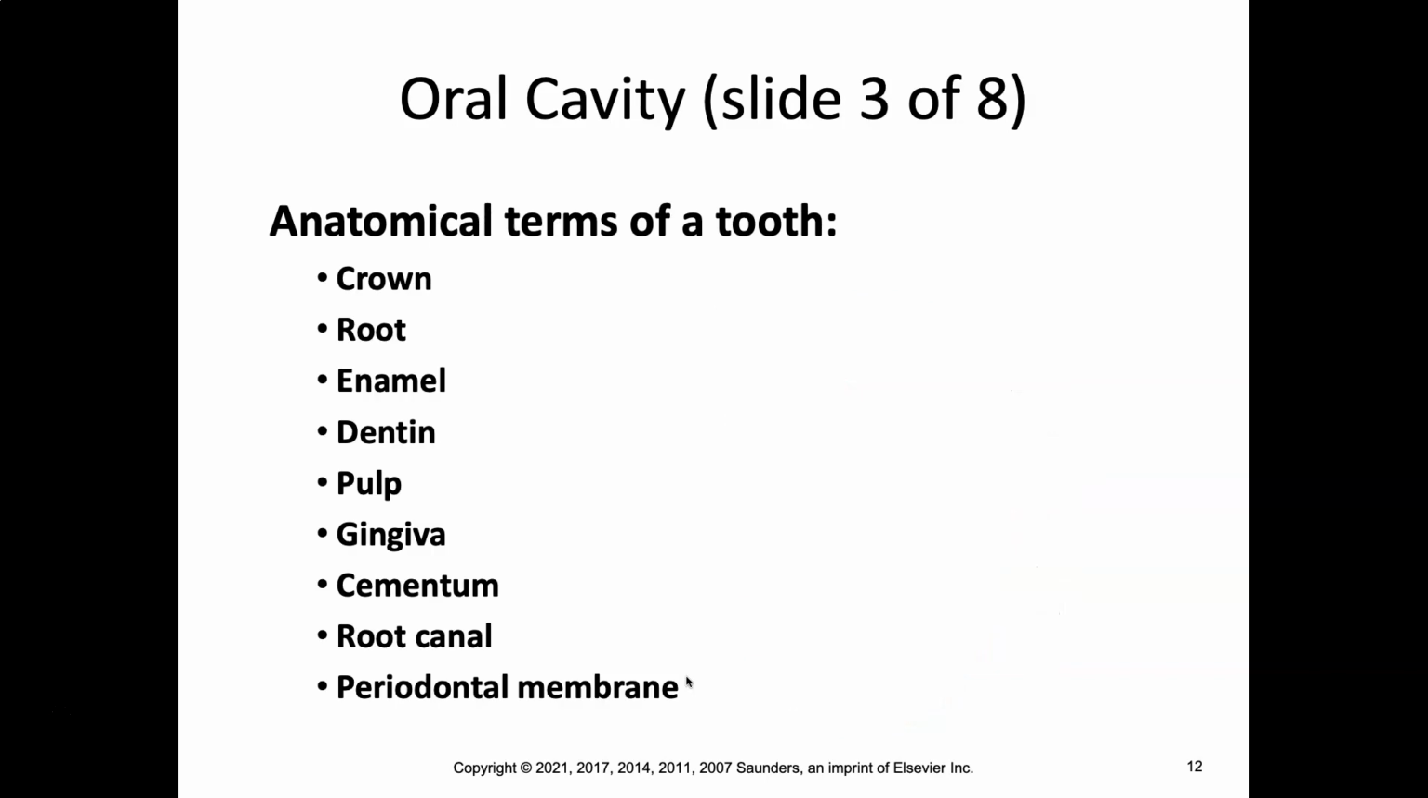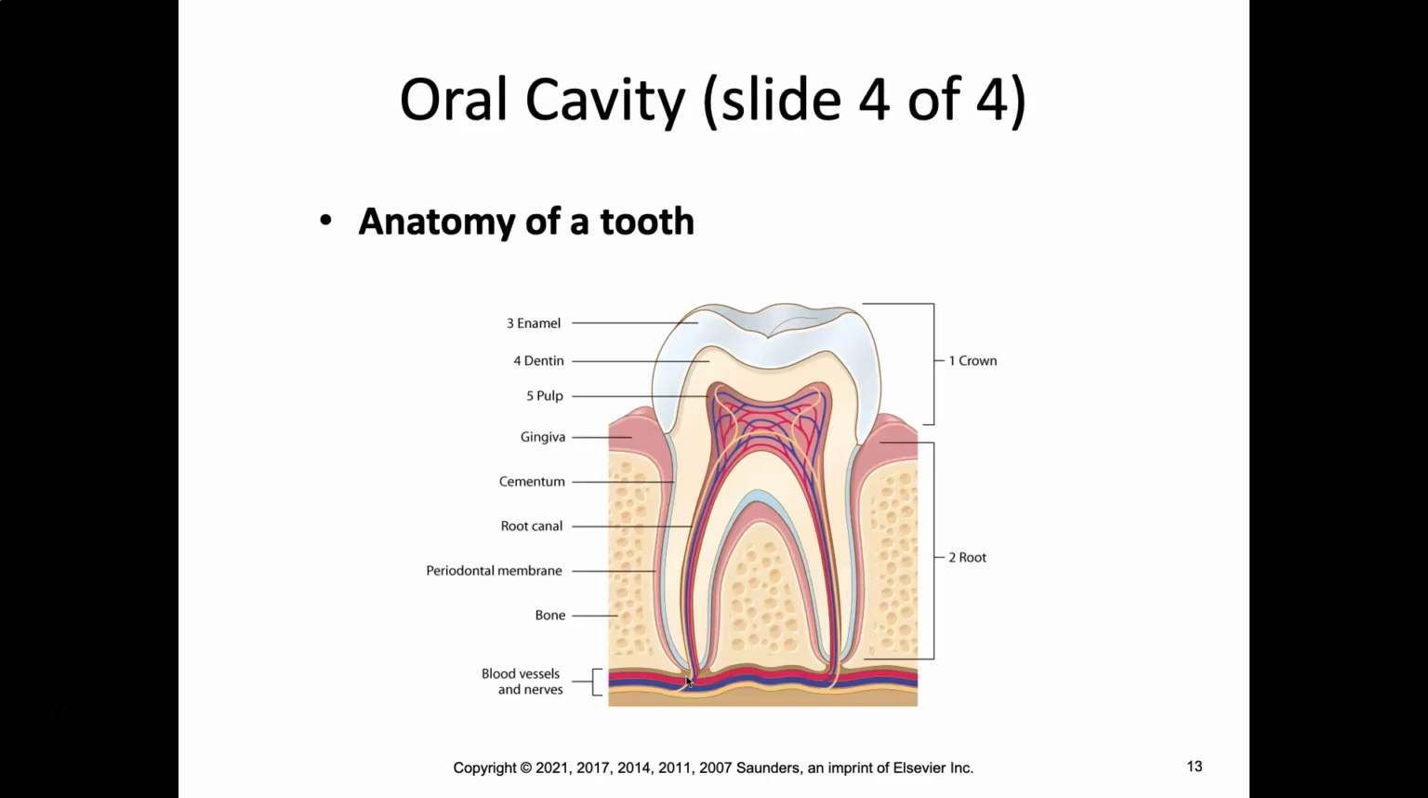This also gives us the anatomical terms of a tooth: crown, root, enamel, dentin, pulp, gingiva, cementum, root canal. Hopefully you won't ever have to have one of those. Periodontal membrane. And this is a visual for the anatomy of a tooth, the different pieces and parts, and how you can see the blood vessels and nerves in there.